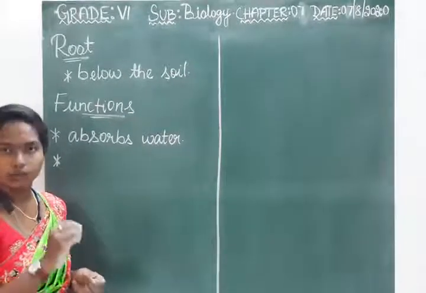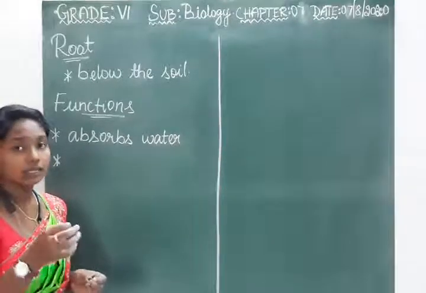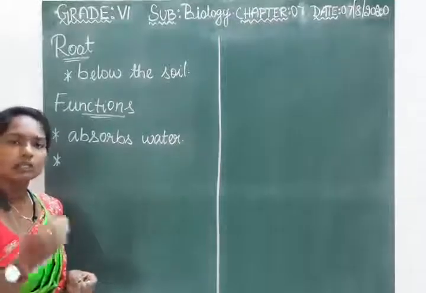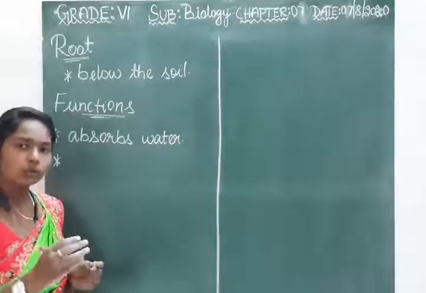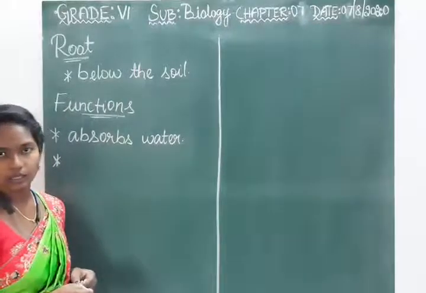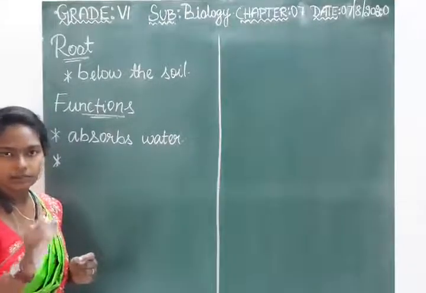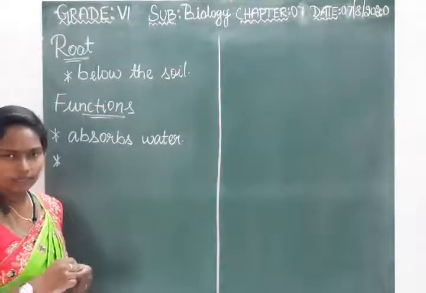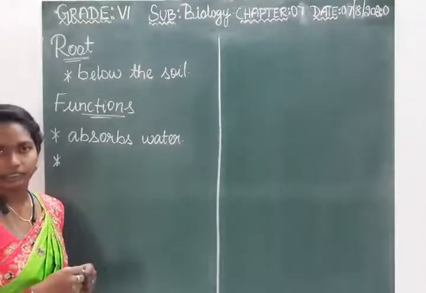Four to five seeds you can keep, and make sure that the cotton wool gets wet. Leave it until the seeds sprout. After sprouting, you can see the roots coming out. Now try to pick the seeds out from the cotton wool. Is it very easy? No, you will feel it is very hard to pull out.